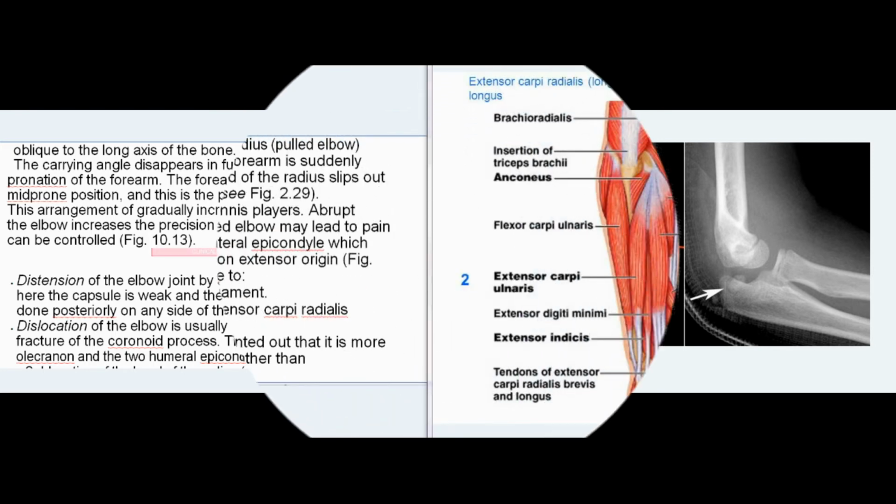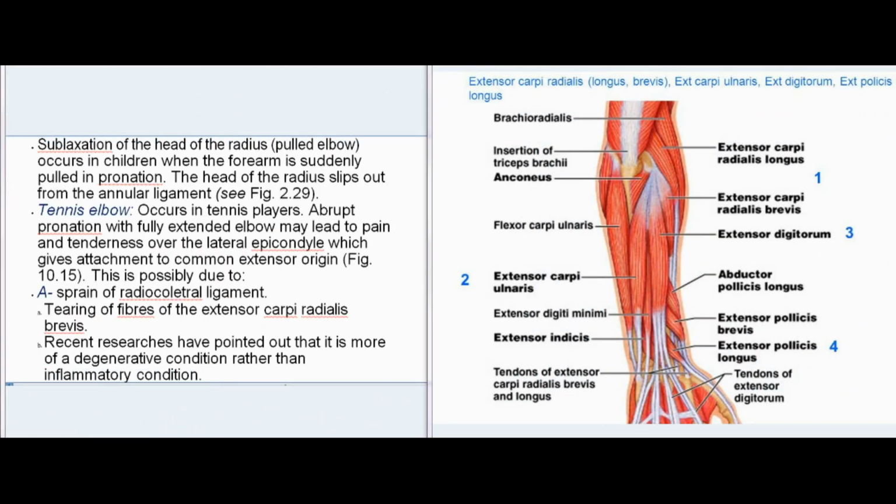2.19. Subluxation of the head of the radius, pulled elbow, occurs in children when the forearm is suddenly pulled in pronation. The head of the radius slips out from the annular ligament, see Fig. 2.29. Tennis elbow occurs in tennis players. Abrupt pronation with fully extended elbow may lead to pain and tenderness over the lateral epicondyle, which gives attachment to the common extensor origin, Fig. 10.15.